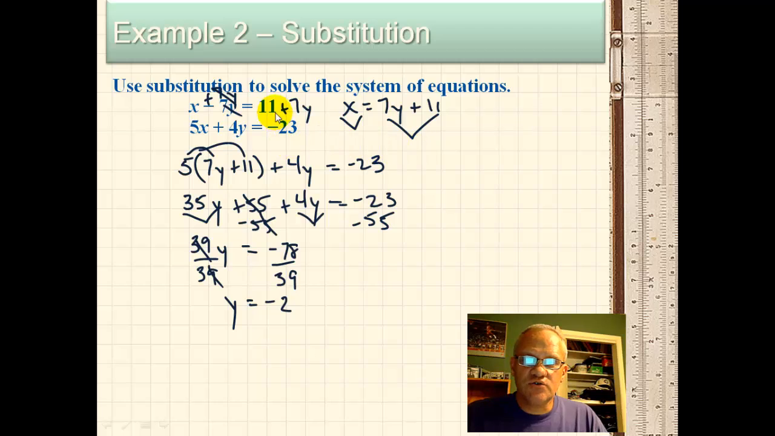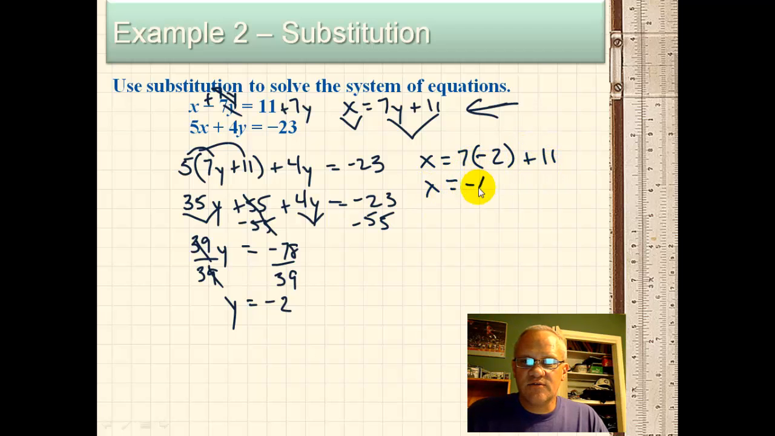So again, you could go back to this first original equation or the second original equation. I would suggest going back to the one where x is by itself, this one right here. And so let's plug it in there. So you've got x equals 7 times y, which is negative 2, plus 11.